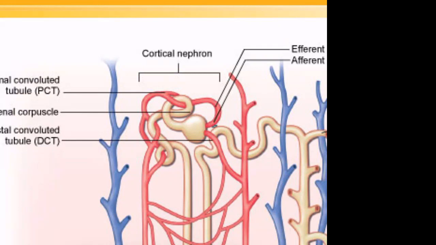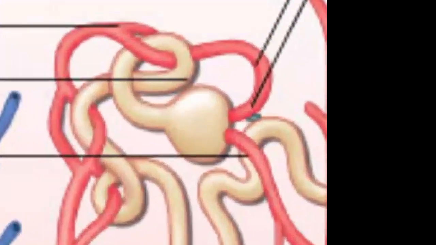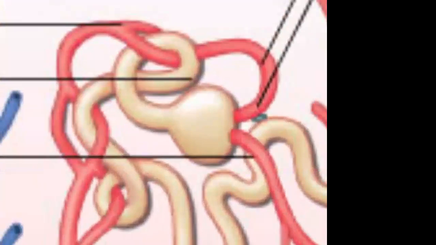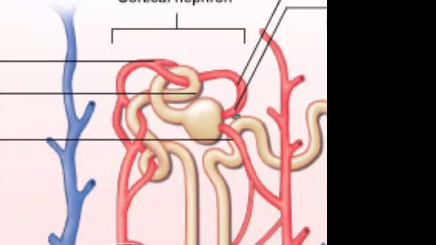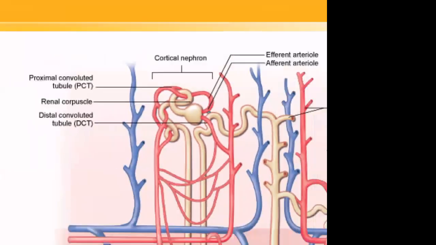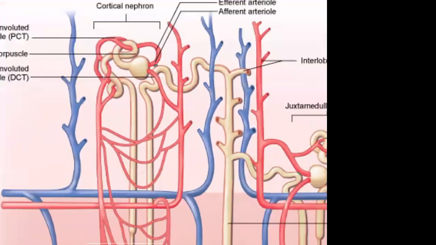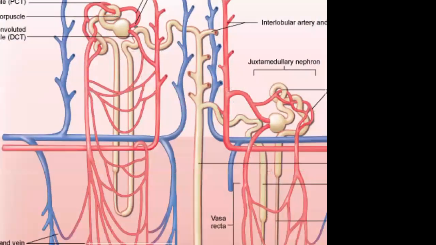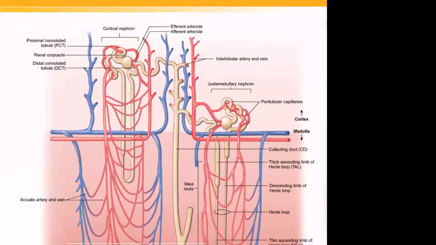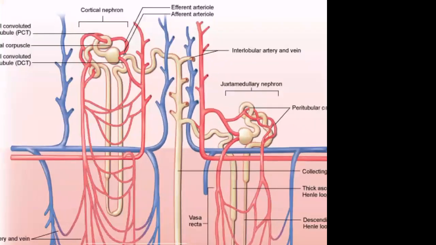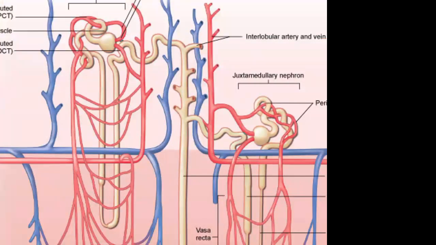So there's still the possibility, even after stuff leaves the Bowman's capsule here, we still have the ability to reabsorb a lot and even filter a little bit at the same time. That's why, as I said earlier, we still call that material that is in those tubules filtrate. We don't call it urine until it dumps into the collecting duct. Because once it's in the collecting duct, we pretty much have lost that ability to reabsorb things.